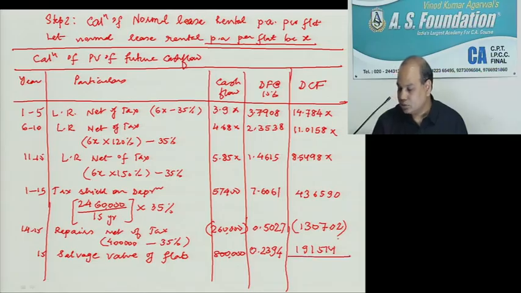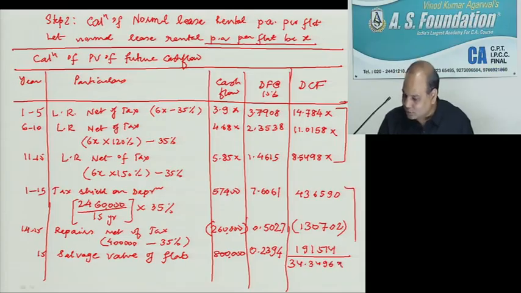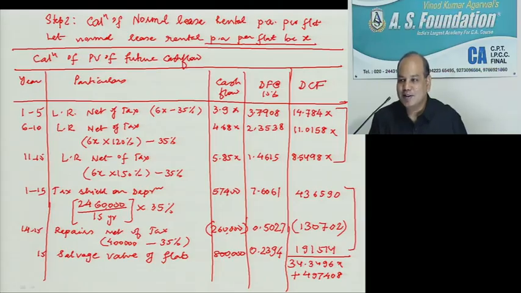Then total. First add these three numbers which has x in it. Yes, anybody got the answer? Louder, nobody is answering only. 34.3496x. Okay, and this add this last three number. One of them is negative. Fast. 497408. Arey, you are not sitting in virtual class. You are sitting in live class. Answer.